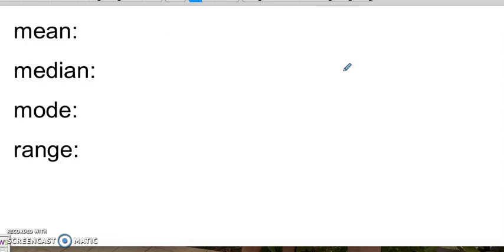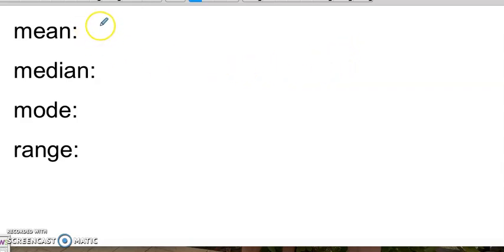Today, we are learning about central tendency. Central tendency probably doesn't ring a bell to you, but what it is will. The central tendency is the mean, median, mode, and range of a set of data.